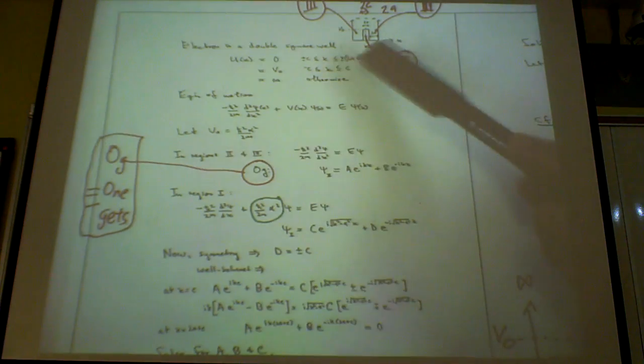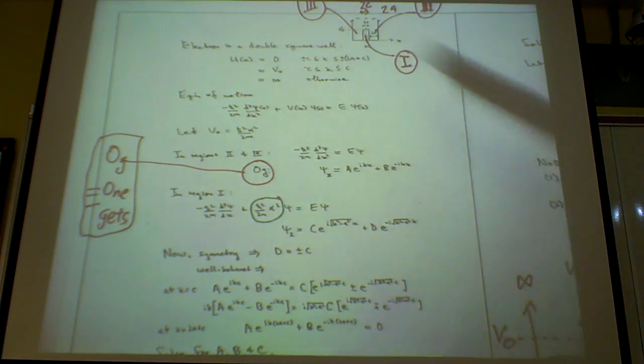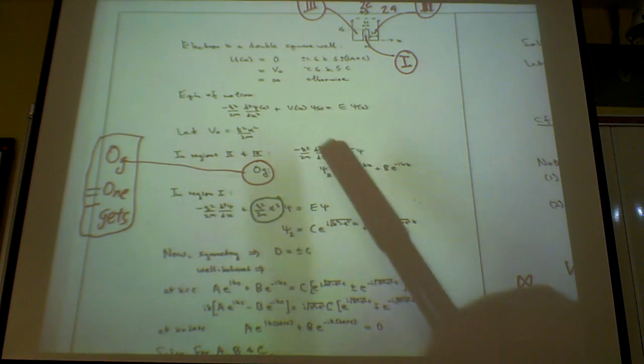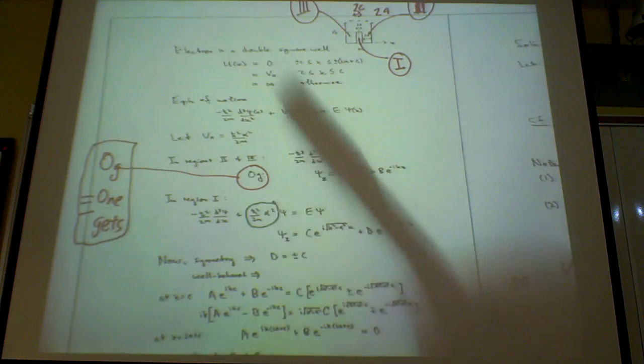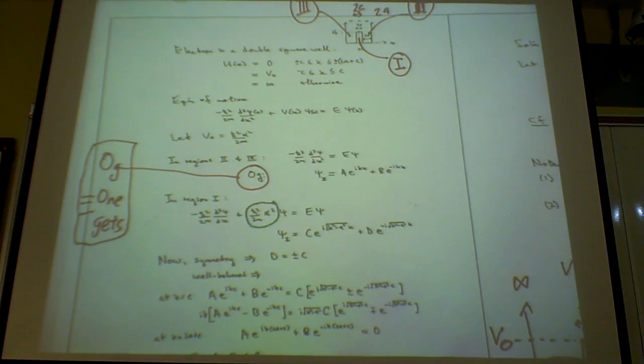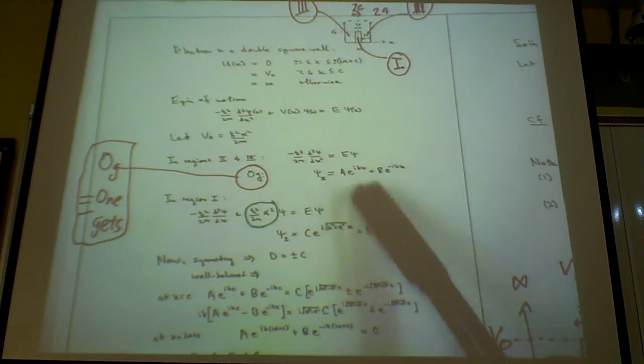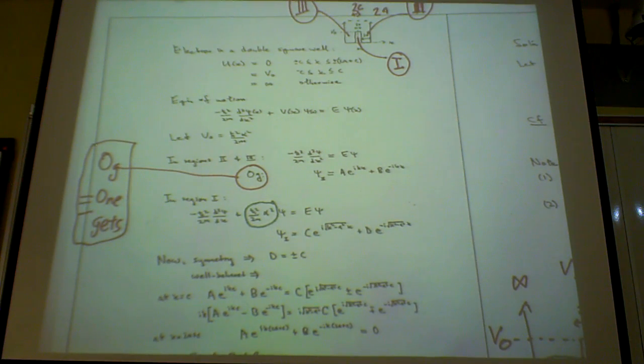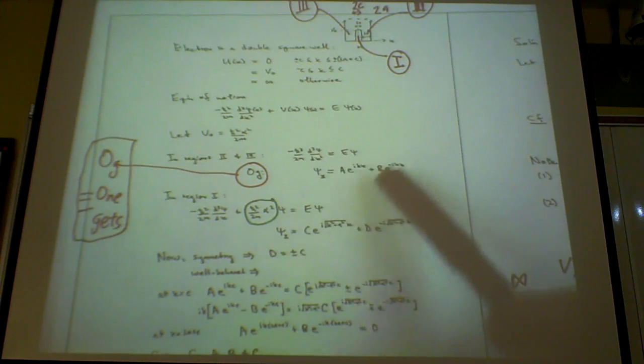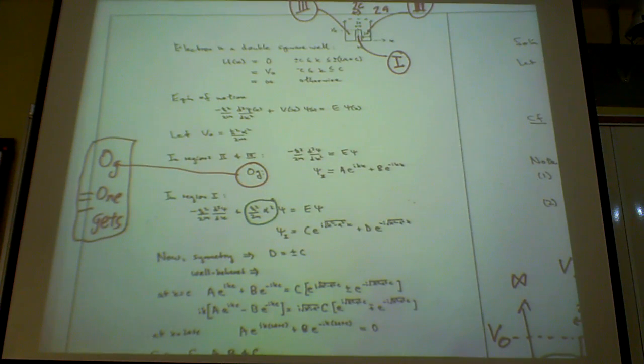So let's look at inside the square well, right? Regions 2 and 3 should be very symmetrical, and it's easier because here in 2 and 3, the potential is 0. So it looks again like the single square well problem, right? And you get a linear combination of 2 plane waves going in different directions, right? You can tune your A and B constants to get whatever you want, okay?